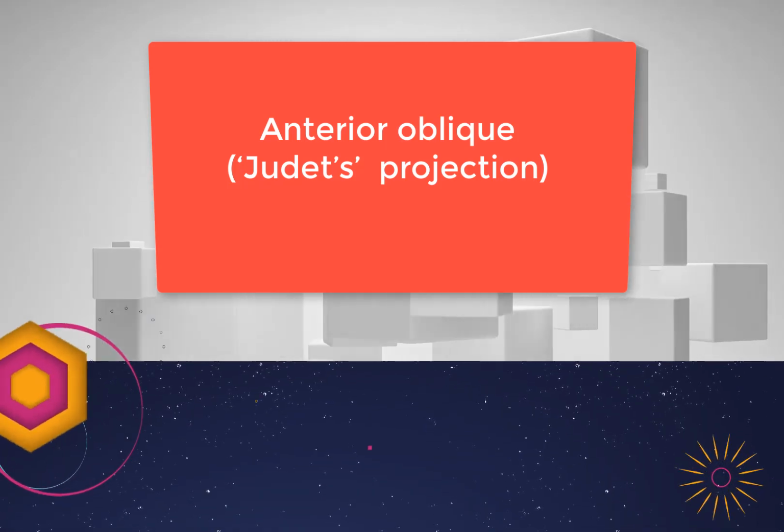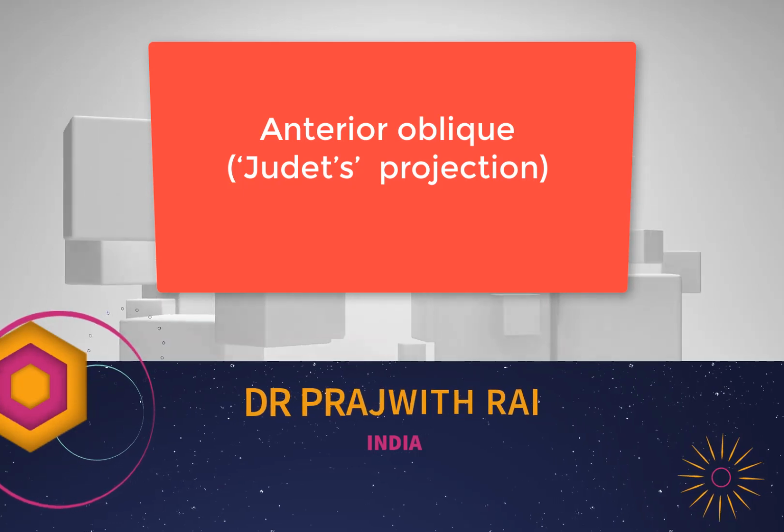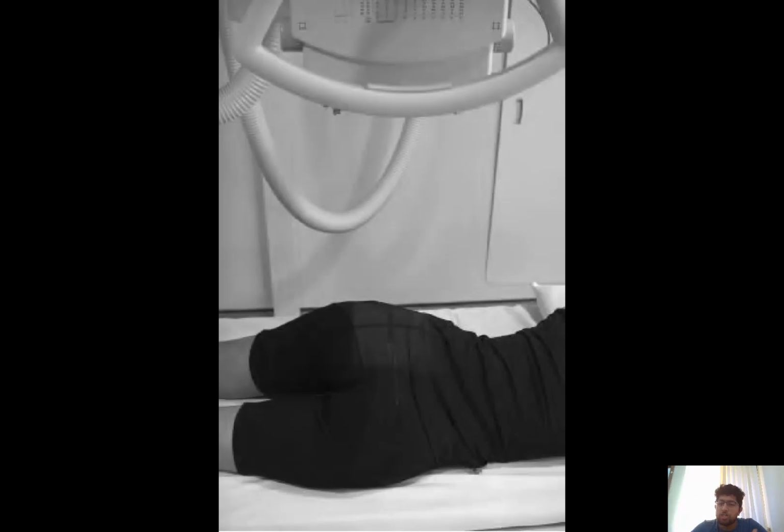Anterior oblique view, or Judet's view, is done to image the acetabulum. Now, the acetabulum is imaged by three views. One is the AP projection, one is the posterior oblique projection, that is Lowenstein's view, and the third one is Judet's view, or the anterior oblique projection.